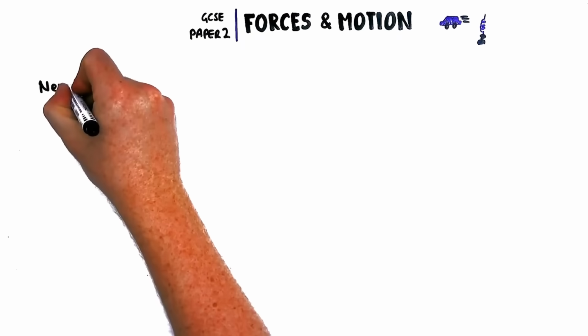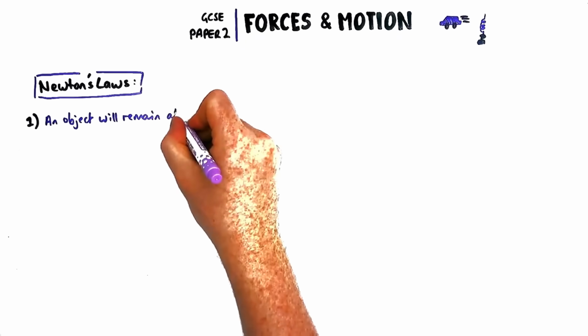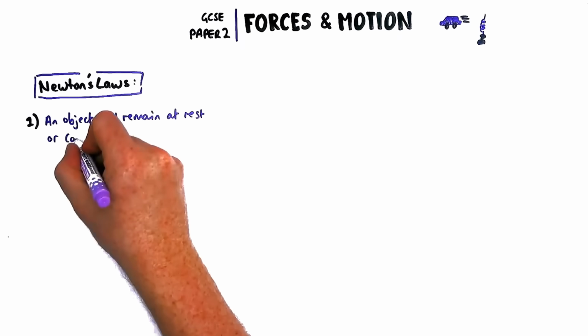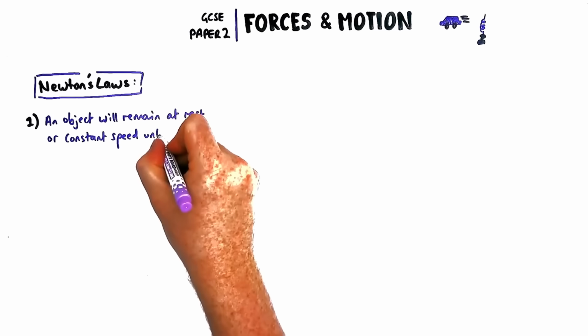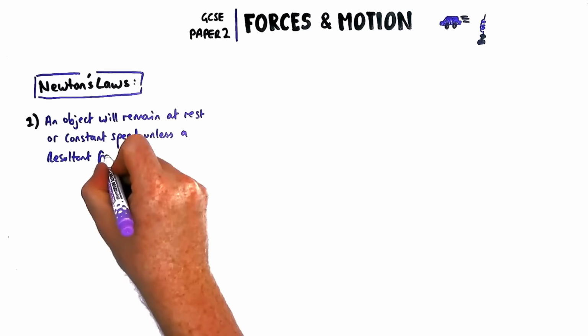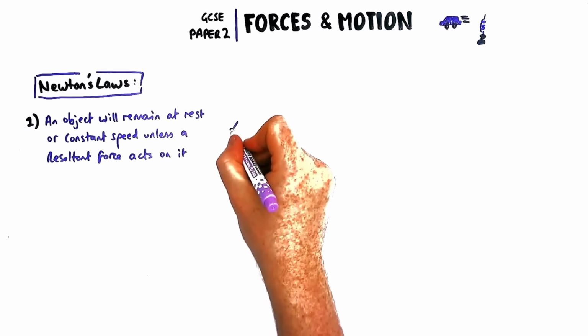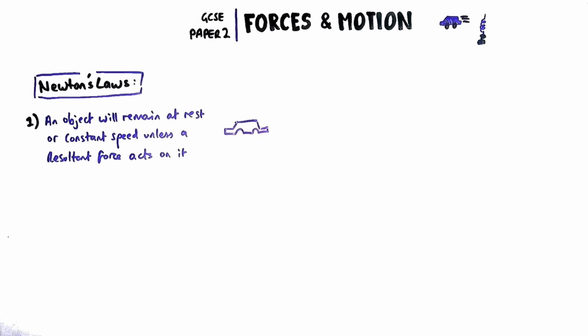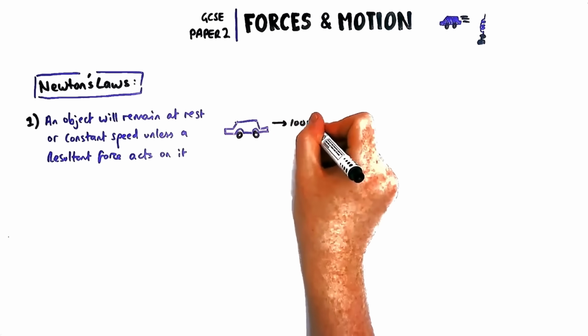Let's talk next about Newton's laws. Newton's first law says an object will remain at rest or at a constant speed unless a resultant force acts on it. So if a car isn't moving, it's going to stay stationary unless there is a resultant force, unless someone puts their foot on the accelerator.